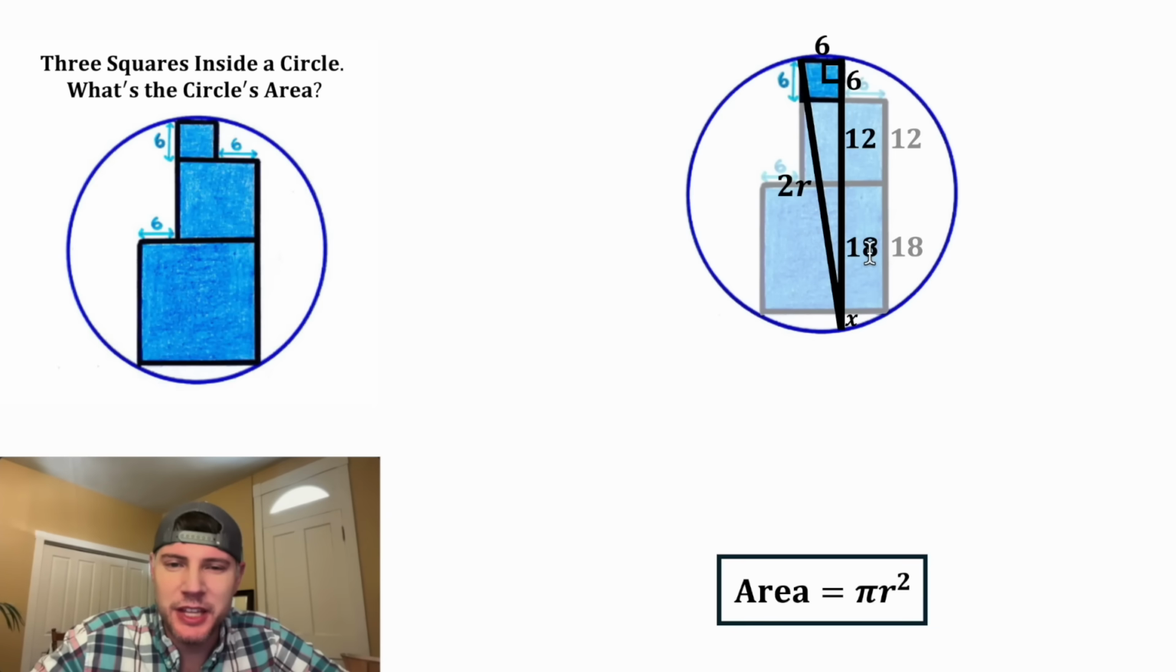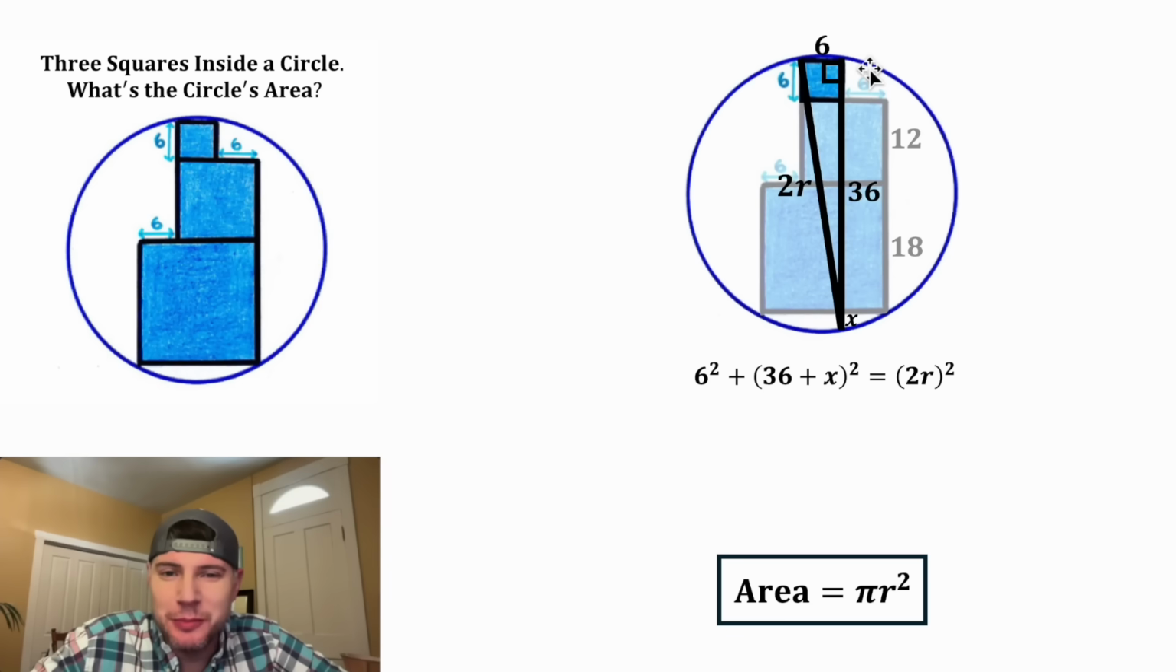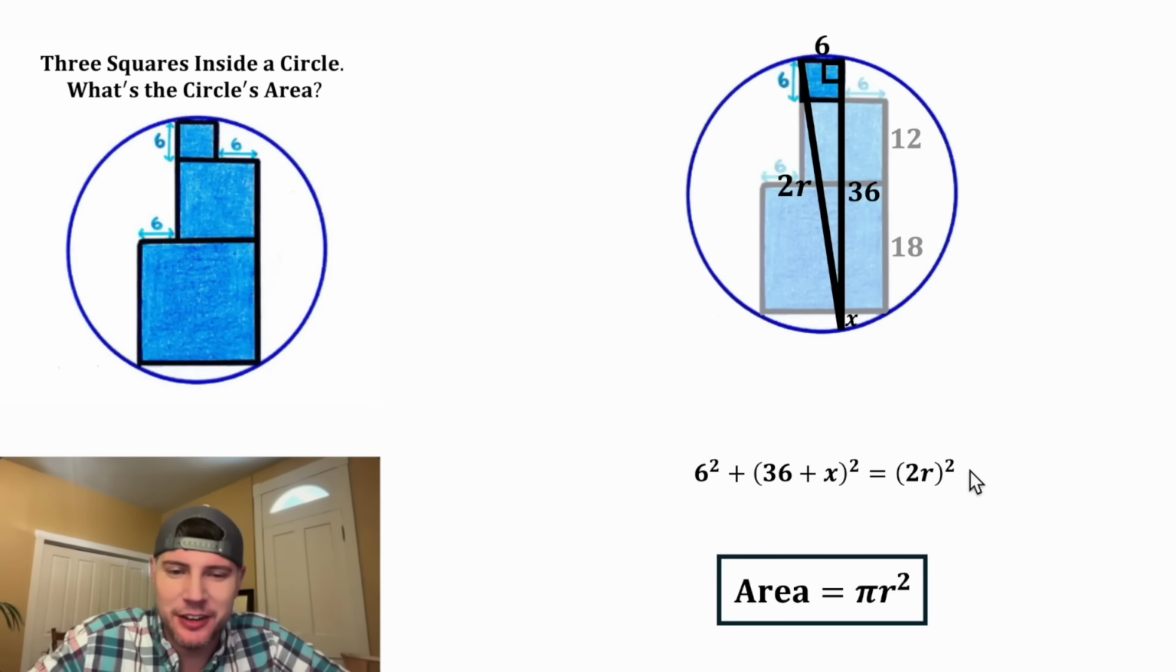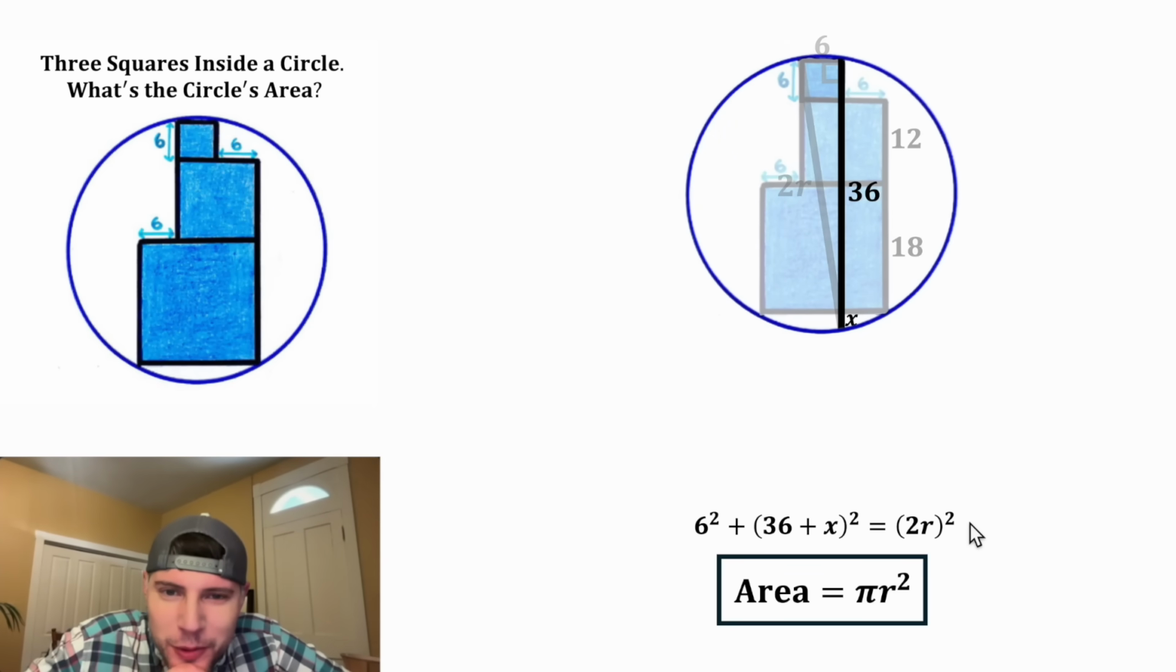Let's clean this up a little bit. The 6, the 12, and the 18, all of this will become 36. And now we can do the Pythagorean theorem. It's going to be 6 squared plus the quantity 36 plus x squared equals the quantity 2r squared. Right now, this is an equation with two variables. Let's copy it down here and deal with it later. And let's see what else we can do.